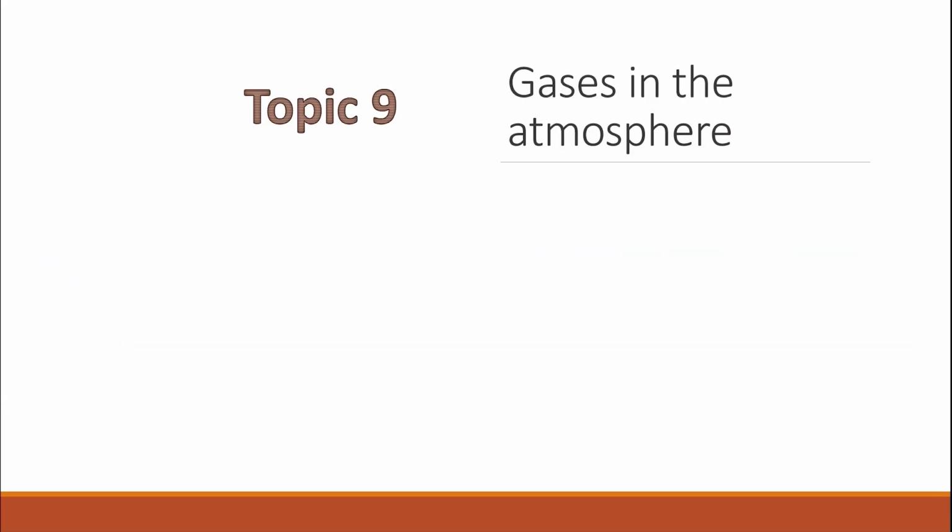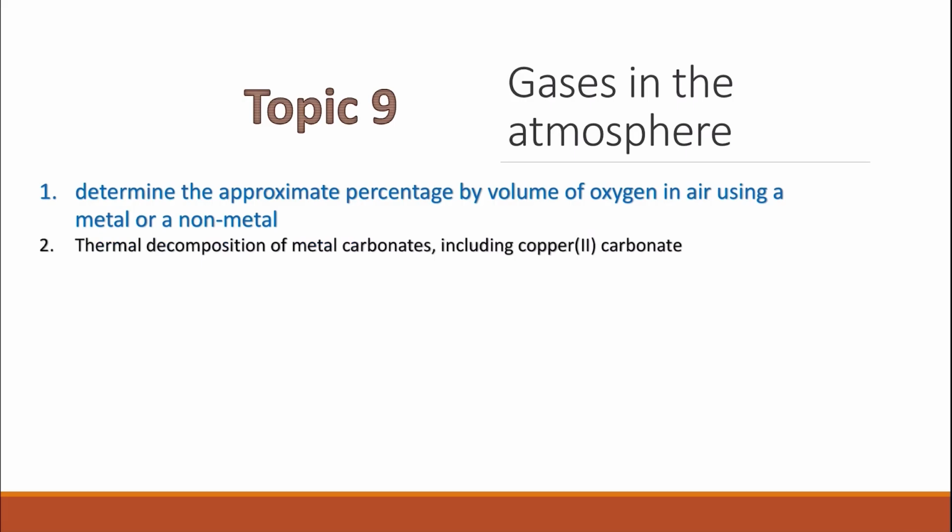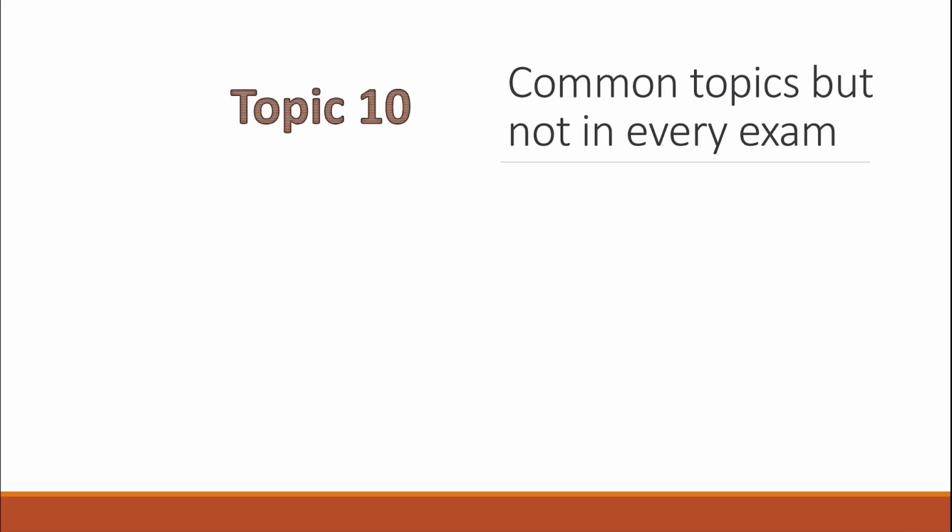Gases in the atmosphere. So in this topic, what is common in the exam? To determine the approximate percentage by volume of oxygen in air using a metal or a non-metal. It's very common in the exam to provide you with this experiment and ask you to calculate the percentage by volume of oxygen in air. The thermal decomposition of metal carbonates, including copper(II) carbonate. It's not very common in the exam, usually a very small question where they ask you to name this process, which is called thermal decomposition, and might ask you to write the products of the thermal decomposition. These are topics which are common, but not in every single exam.